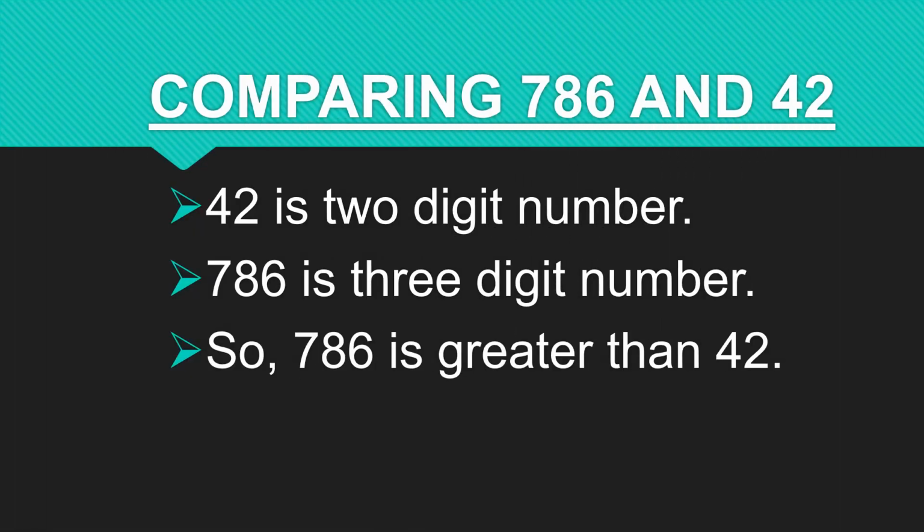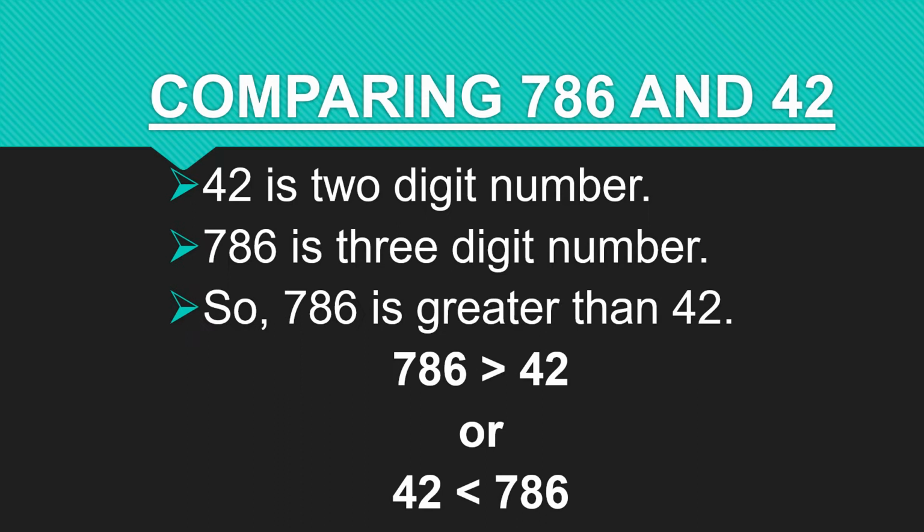Let us take one more example. 786 and 42. In 786, there are 3 digits: 7, 8 and 6. In 42, there are 2 digits: 4 and 2. So 786 has more digits than 42. So 786 is greater than 42. We can write it as 786 greater than 42 or 42 smaller than 786.